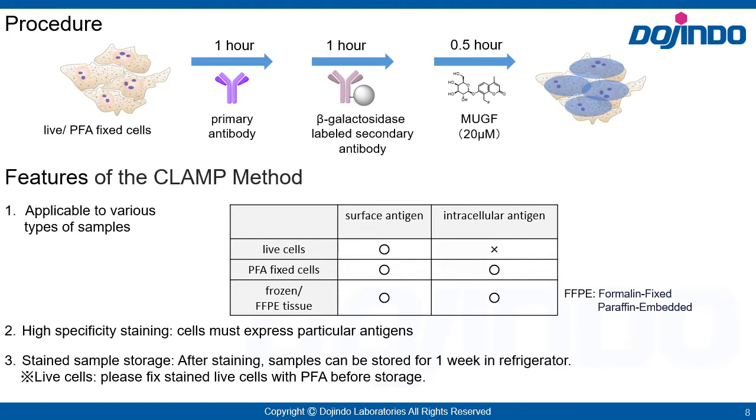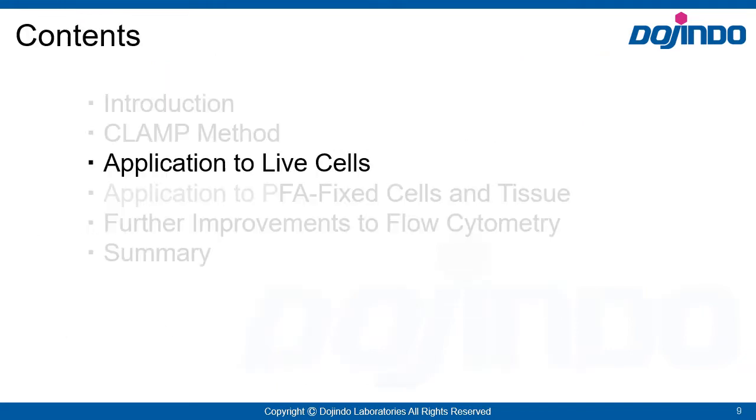For live cells, only surface antigens can be detected because the antibodies cannot enter the cells. For PFA-fixed cells and tissue sections, however, intracellular antigens can be stained as well. Additionally, the stained samples can be stored. For living cells, PFA fixation is required after staining, but we've confirmed that the samples can be refrigerated for 1 week. This is an advantage when it is difficult to perform fluorescence imaging or flow cytometry immediately after staining.